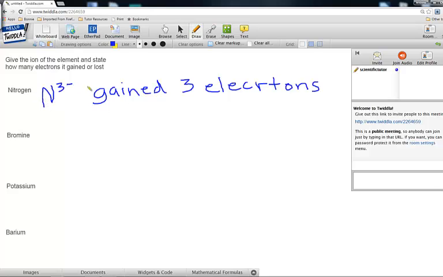For some students, this is confusing, so I found a mathematical way to represent it also. Gained in math means plus. 3 electrons. Electrons are negative, so that means it gained -3, which equals an overall charge of -3, or 3-. That's where the charge comes from.